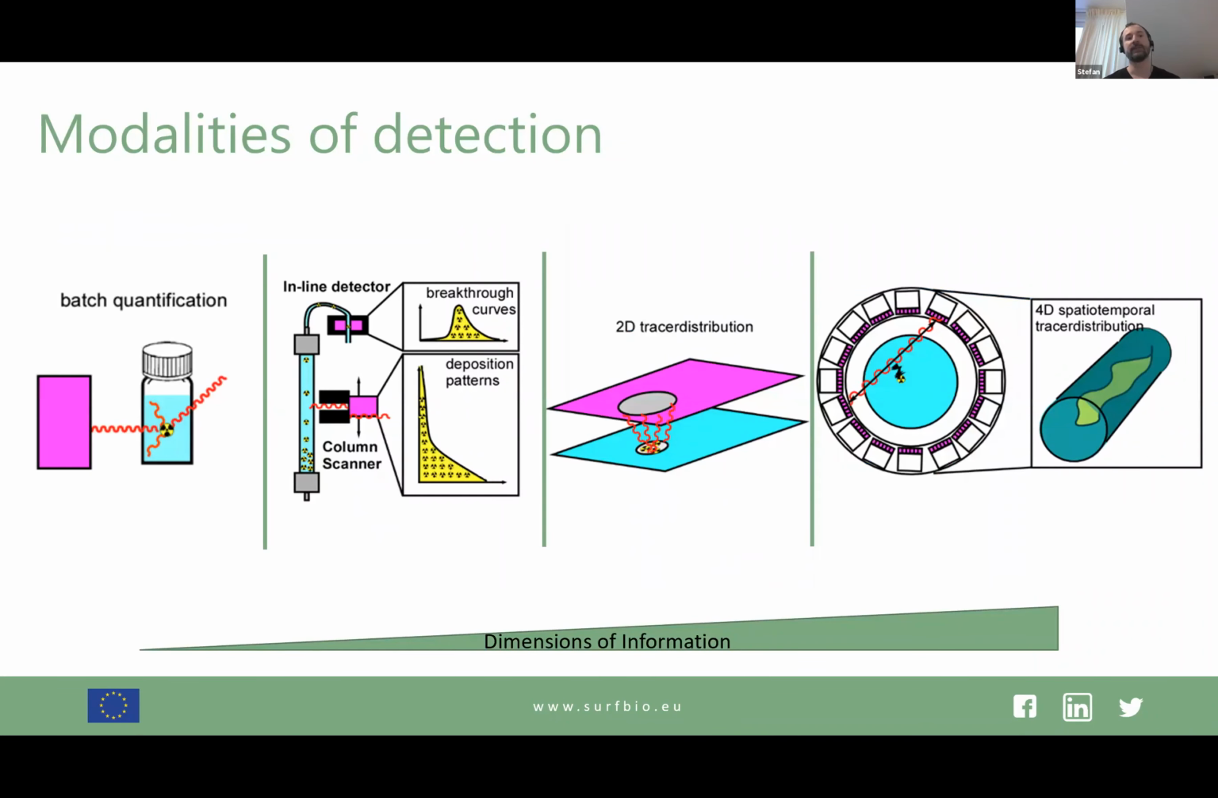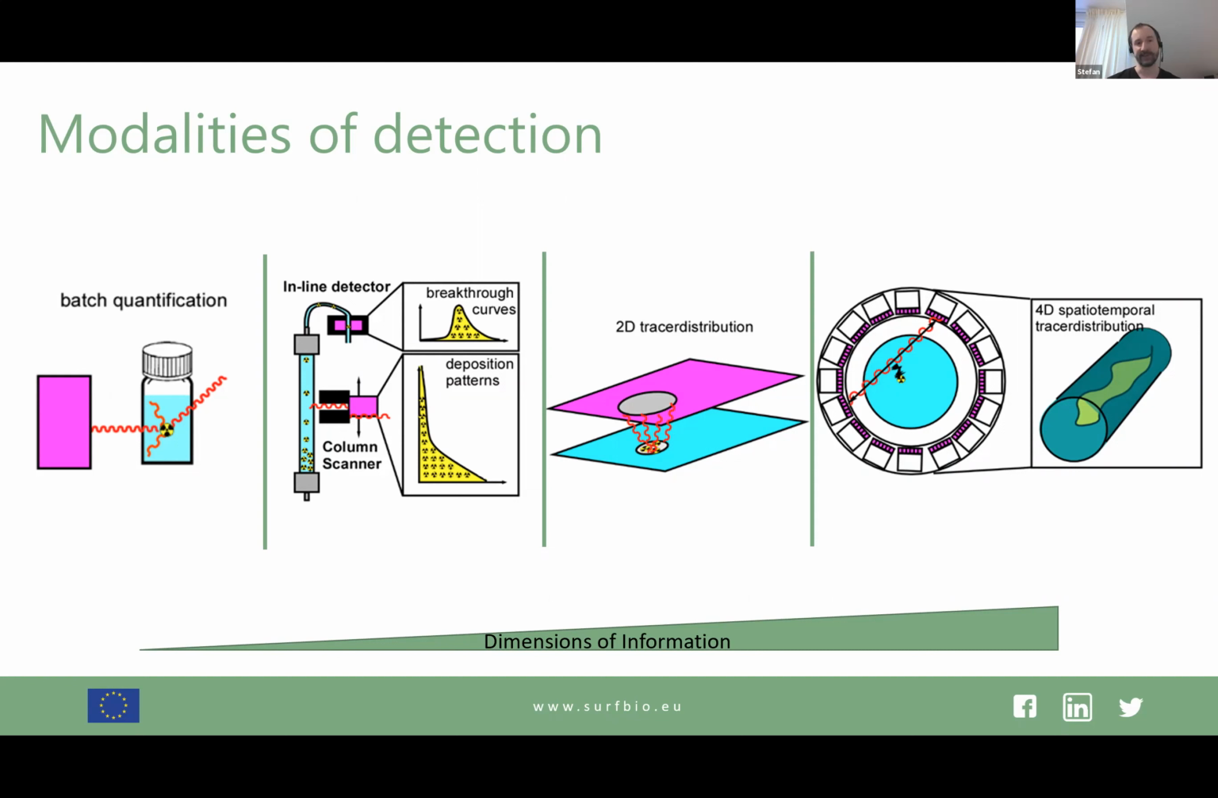Now I want to tell you something about the modalities of detection. So I won't go into much detail how the detection works within the different instruments. I want to show you some methods of detection and what kind of information they will give you. Here I try to group these in 4 different types of detection with increasing dimensions of information.